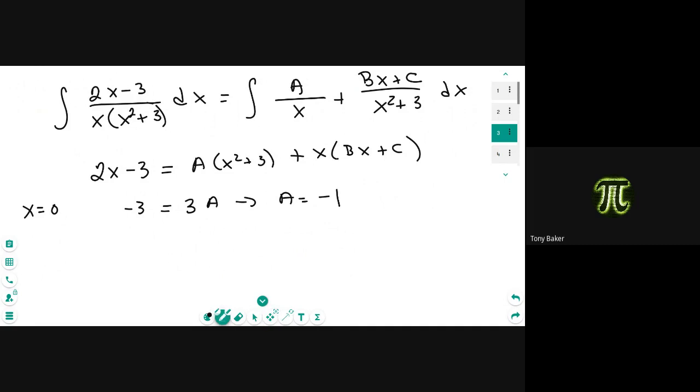Now we've got to figure out the b and the c the old-fashioned way. If I distribute these out, I get ax squared plus 3a plus bx squared plus cx. We know a is -1. I know that a plus b, that's the x squared term, has to equal 0 because there is no x squared term.